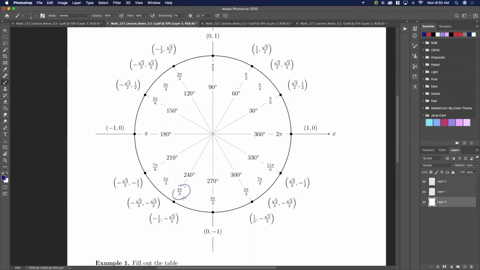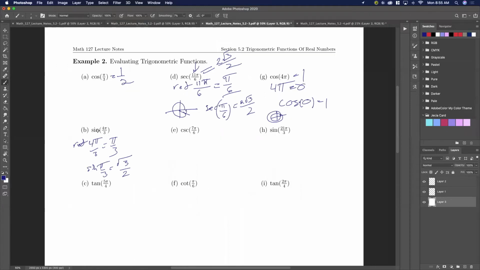So here we are. 4 pi over 3 is here, and so it's in quadrant 3. So therefore, sine will be negative. So I want to take the negation of both sides. And so the answer here would be negative square root 3 over 2. And that's how you kind of crunch through all these.